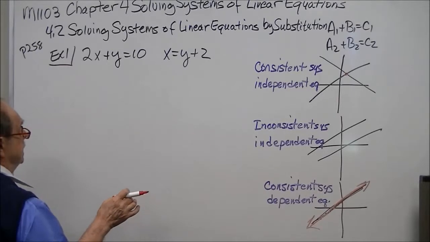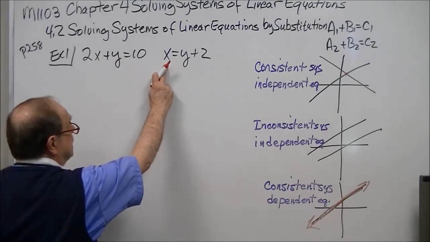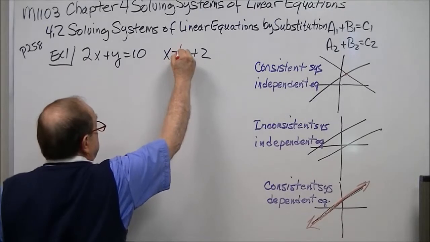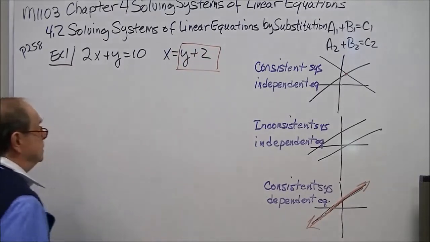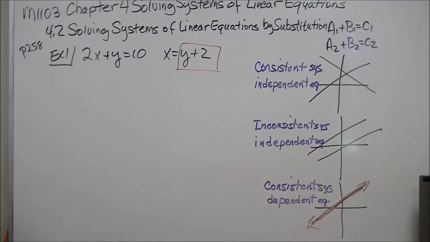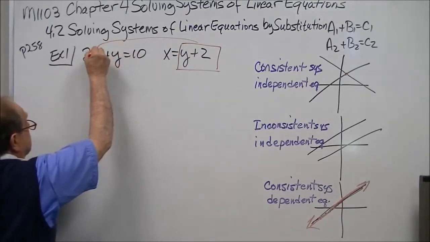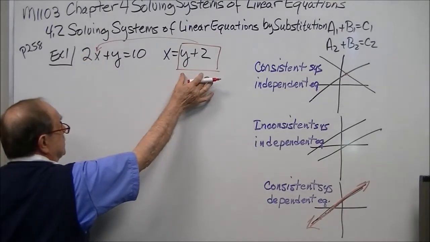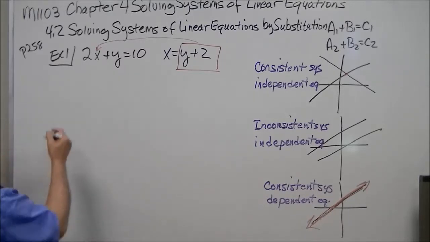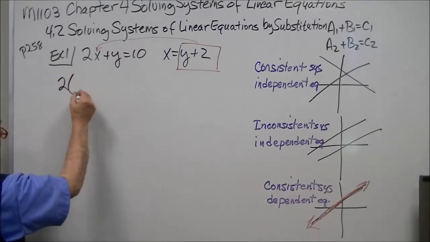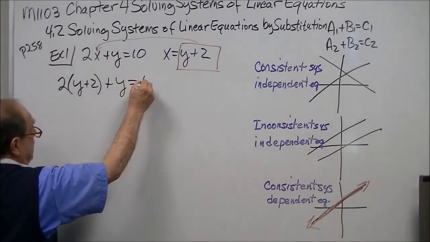Well, the key is that in one of the equations you solve for one of the letters, either x or y. And here we have it solved for x. So keep in mind, this is what we're saying x is: x is equal to y plus 2. Then I would go into this equation, and where there's an x, I will replace it with this value. So it will be 2 times x, which is y plus 2, plus y equals 10.